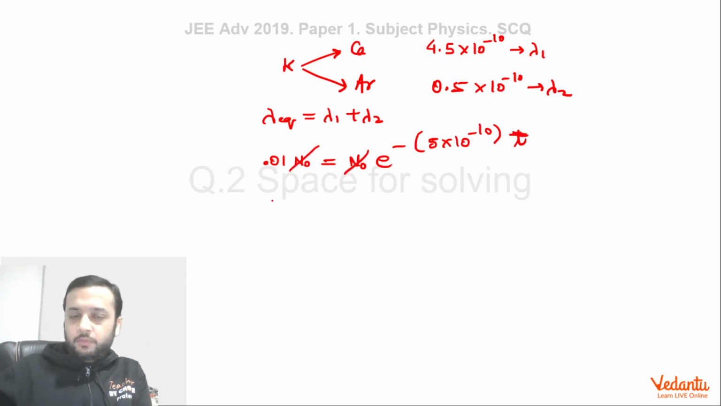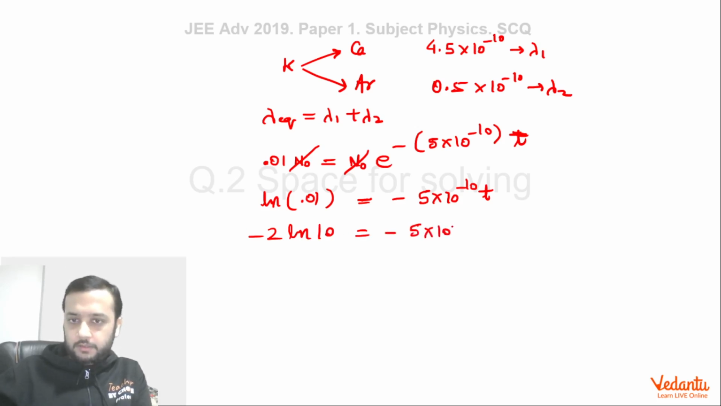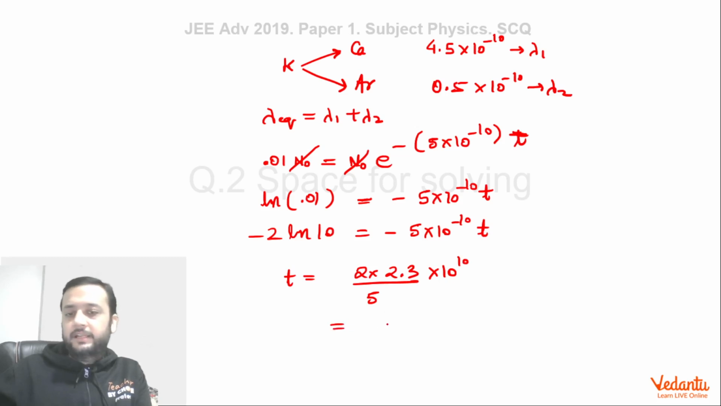We can take the ln on both sides. So if you take ln on both sides, it will become ln of 0.01, which will be equal to minus 5 into 10 to the power minus 10 into t. This you can write as ln 1 by 100, which will become minus 2 ln 10, right? Because 100 is 10 square and the 2 will come out using the property of log. So from here you can see that t comes out to be, ln 10 value has been given, so that was 2.3, divided by 5 into 10 to the power minus 10, right?